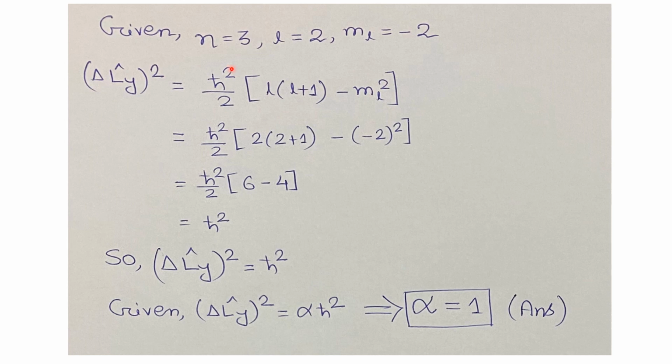Now it is given in the question n equals 3, L equals 2 and ml equals minus 2. So we need these values of L and ml, and we put them in this equation. We get delta Ly whole squared equals h cut squared by 2 times (2 into 2 plus 1 minus 2 whole squared). So it gives h cut squared by 2 times (6 minus 4), and we essentially get h cut squared. It is given in the question that delta Ly cap whole squared equals alpha h cut squared. Here alpha equals 1 from our result. So the final result is alpha equals 1.